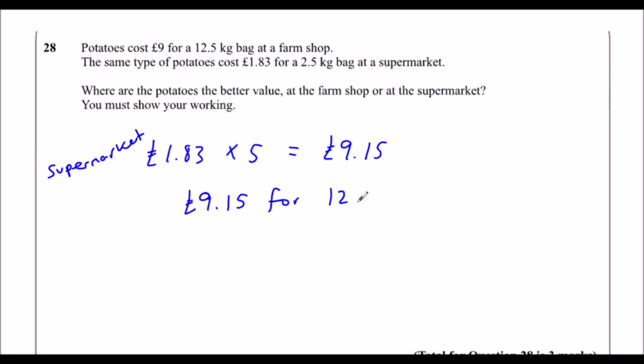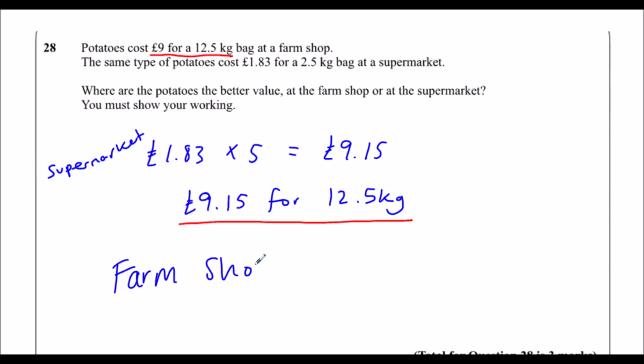for 12.5 kilograms. So which is cheaper? So it's either £9 at the farm shop or £9.15 at the supermarket. So the farm shop is better value for money. £9 is less than £9.15.